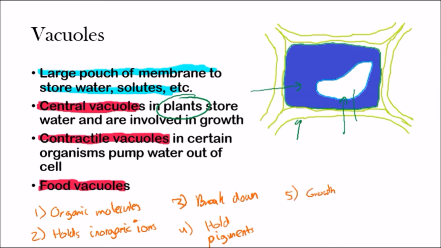They help in growth because the central vacuole, as it gets water, takes water from wherever the water comes from and starts to expand. What that does is it helps the cell also expand. So it plays a very big role in growth. Now that's the first type of vacuole. Now let's talk about contractile vacuoles.